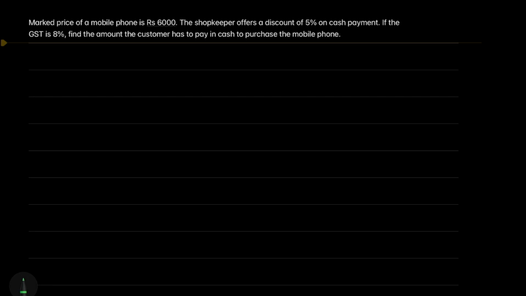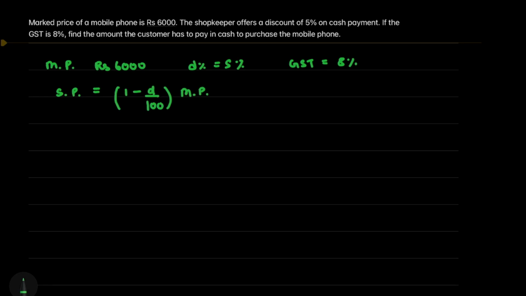So let's put down whatever we have. First we have the marked price, which is 6,000 rupees. We have a discount percentage of 5%, and we have a GST of 8%. First, let's find the selling price for a cash payment with a discount of 5%. So the selling price is 1 minus discount over 100, into the marked price. This comes out to be 1 minus 5 over 100, into the marked price of 6,000 rupees, which comes out to be 5,700 rupees. That's our discounted price, or the selling price.